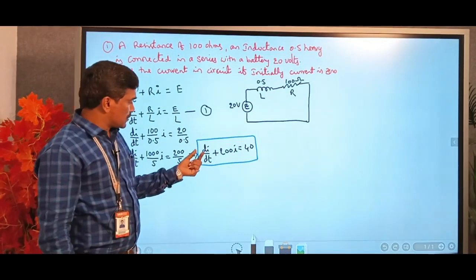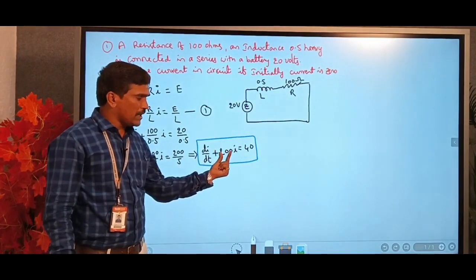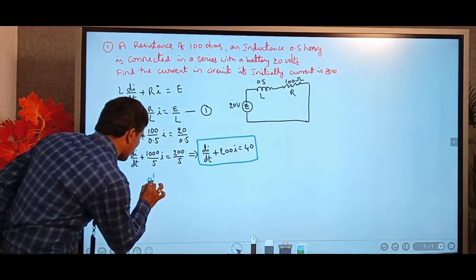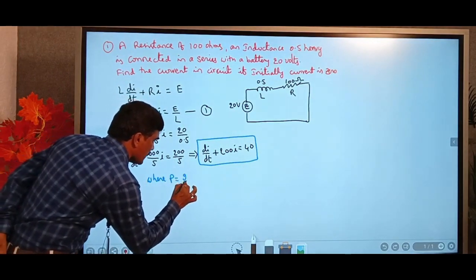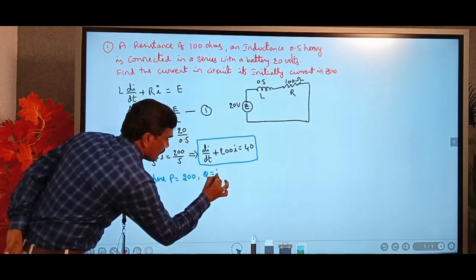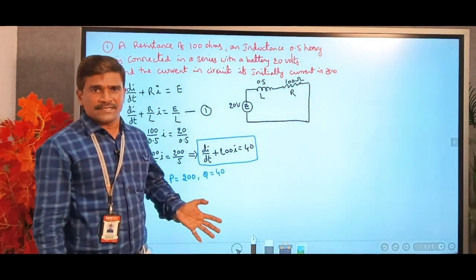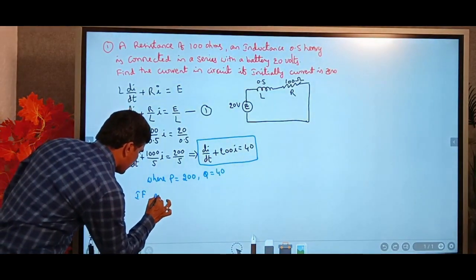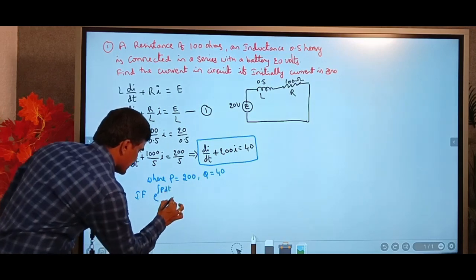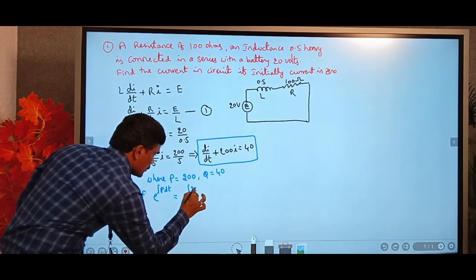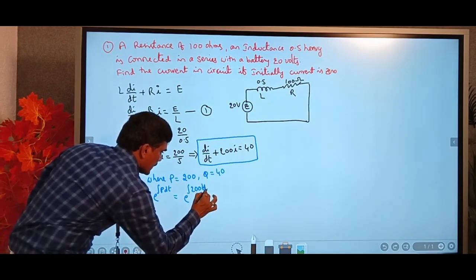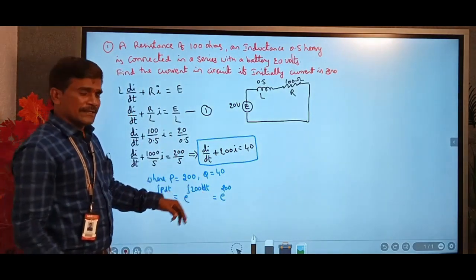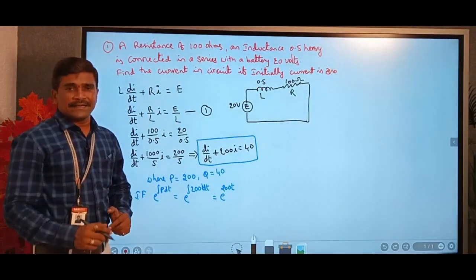So what is the differential equation? This is di by dt plus P into I is equal to Q form, right? So then write what is P and what is Q. Here P is 200 and Q is 40. Then first find the integrating factor. What is the integrating factor? Here integrating factor is e power integral P dt. So that is e power integral 200 into dt, that is equal to e power 200 t, since 200 is constant and integral dt is t. This is the integrating factor.